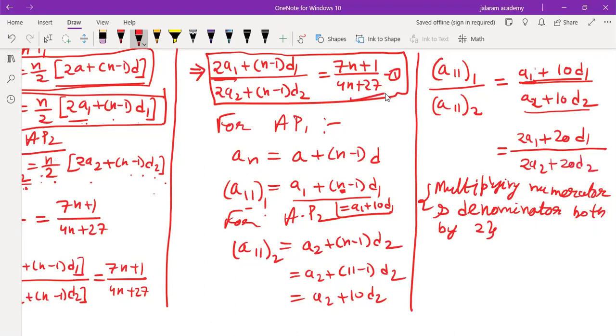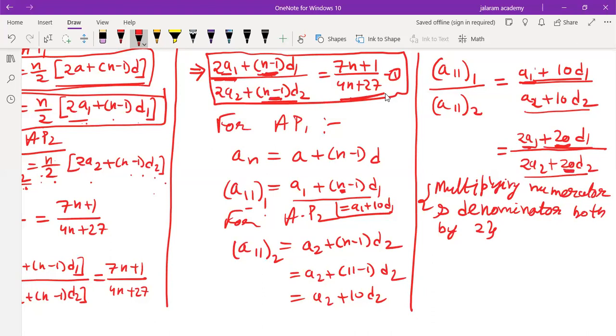Now look at the result which is given. Not the right hand side, but look at the left hand side only. In this, 2a1 in the given result, 2a1 in the result which we have to find. Again, n minus 1 in the given result and 20 in the result which we have to find. So in place of n minus 1, if it is 20, then we can easily find the ratio 2a1 plus 20d1 to 2a2 plus 20d2. And not only in the numerator, but in the denominator also, in place of n minus 1, we have to bring 20.